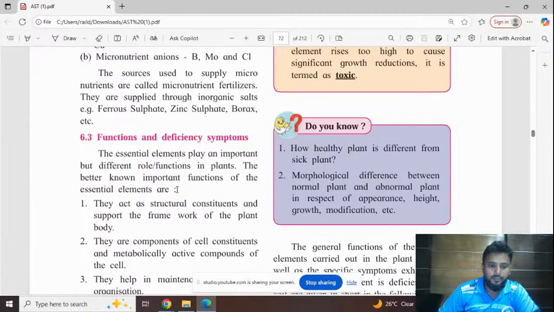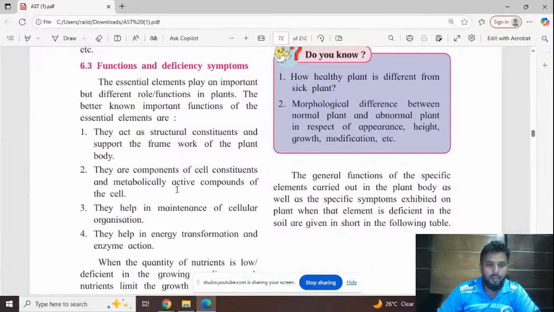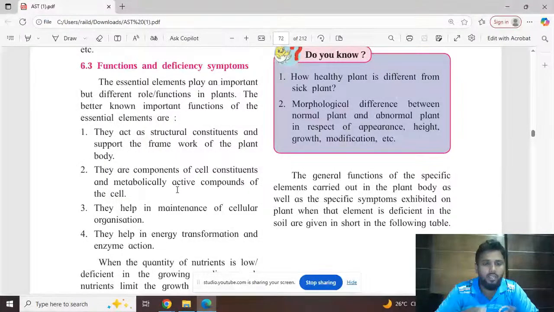Okay. First, the general functions. If all the elements that are required by the plants are present in the soil and they are absorbed by the plants, then we get common functions. Which are the common functions? Like their structural constituent, it will be good. There will be a good framework of the plant. Framework means what? The branches, the leaves, the flowers, the fruits, all these parts of the plants will be well developed, they will be good.